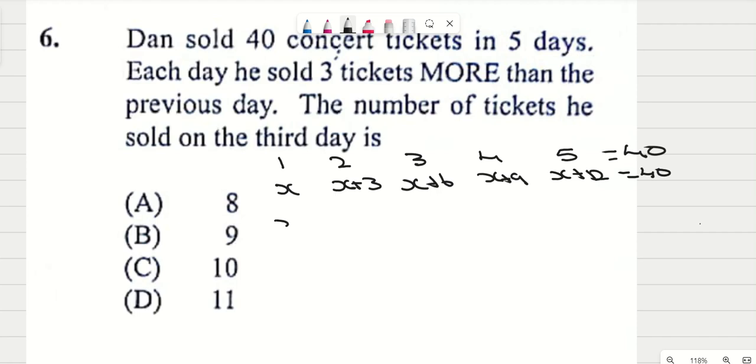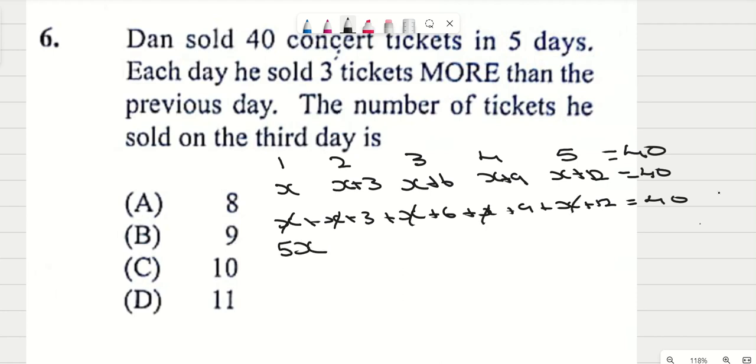So now let's say X plus X plus 3 plus X plus 6 plus X plus 9 plus X plus 12 is equal to 40. So how many X's? We have 1, 2, 3, 4, 5. So it's 5X, and then we're going to add the numbers. 3 and 6 is 9, 9 and 9 is 18, 18 and 12 is 30. So 5X plus 30 is equal to 40.